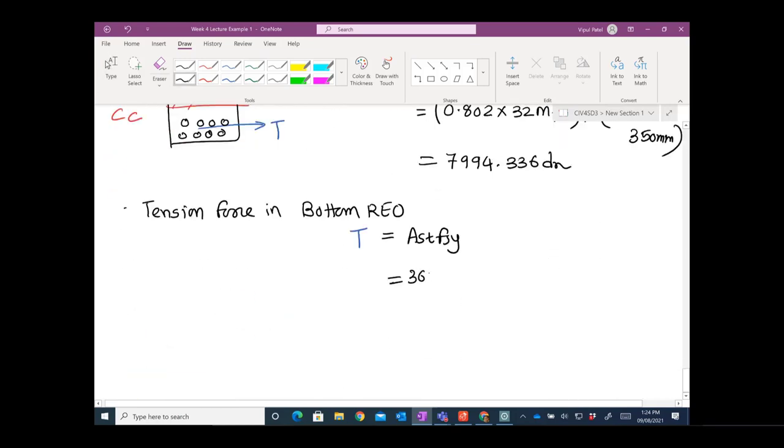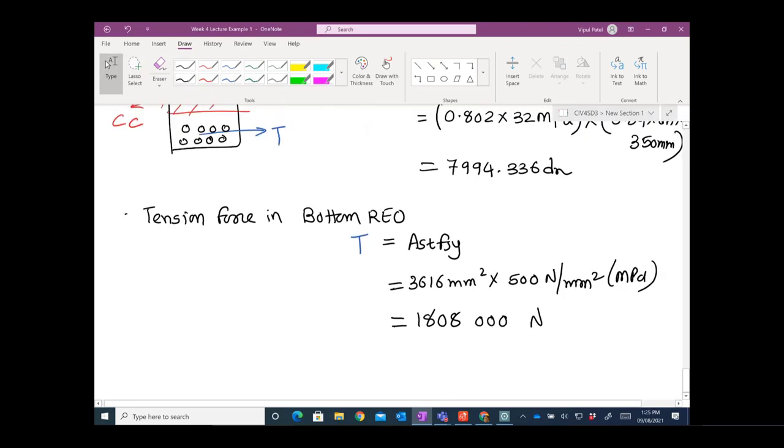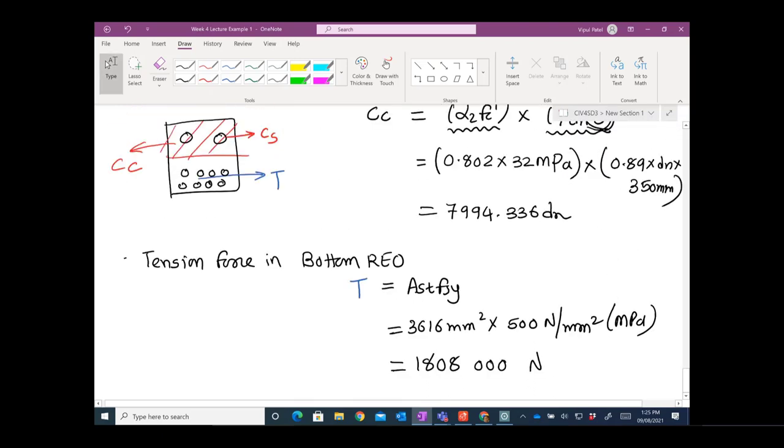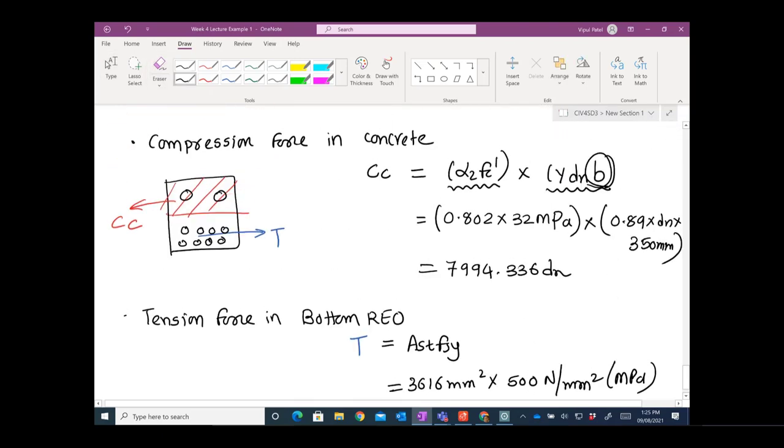So 3616 millimeter square times 500 Newton per millimeter square, or we can make it megapascals. If you just calculate that, you will get 1,808,000 newtons, right? So now equilibrium. Now this beam is not horizontally in equilibrium, right? All these forces, let's say compression forces, are going here, compression force going here, and tension force going on this side.